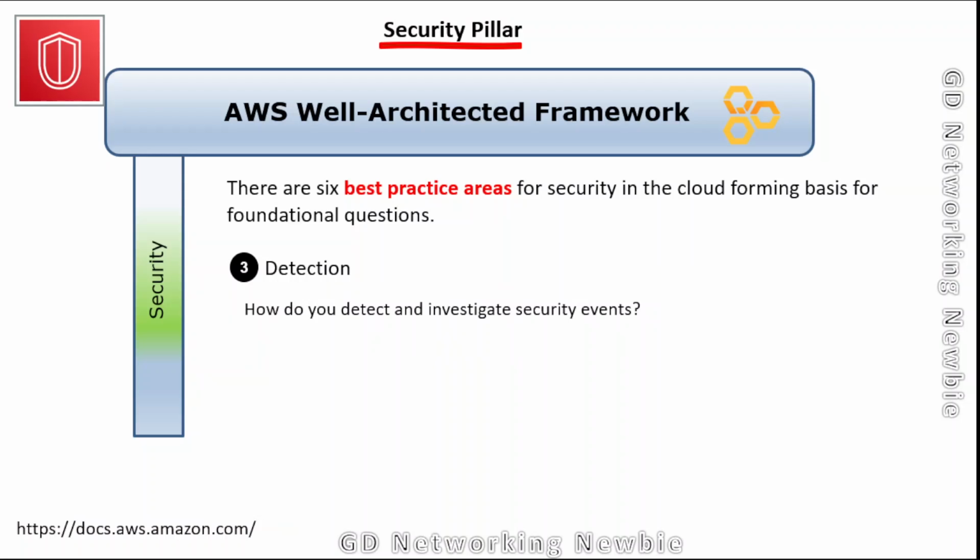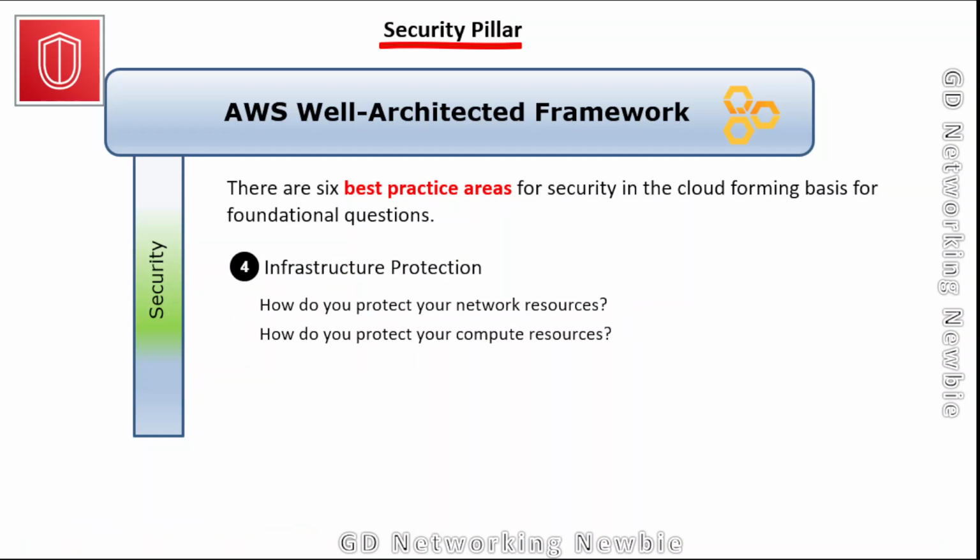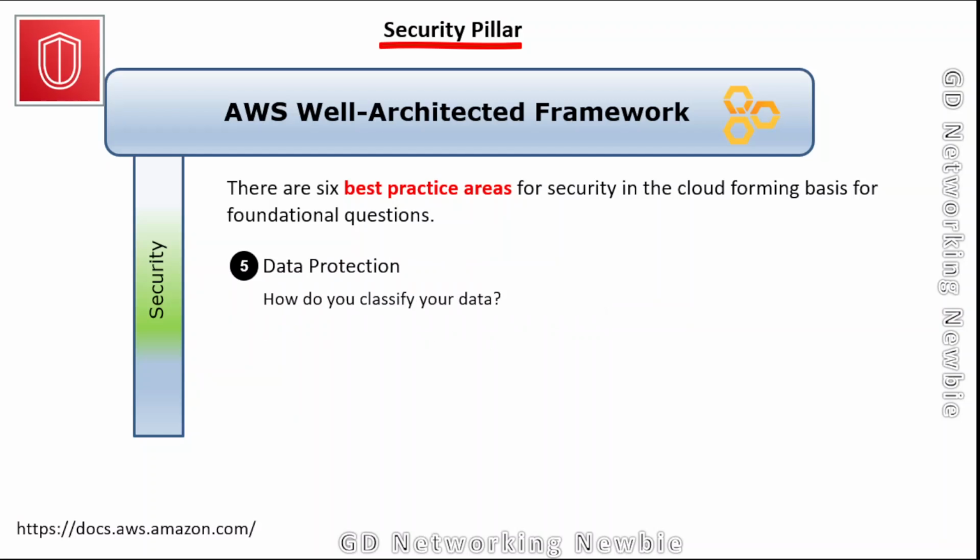The third best practice area is detection. How do you detect and investigate security events? We need to have answers on how we are going to detect, manage, and investigate security events. Infrastructure protection is the fourth best practice area. Here the foundational questions are like, how do you protect your network resources? How do you protect your compute resources? This is all about infrastructure protection from compute to network.